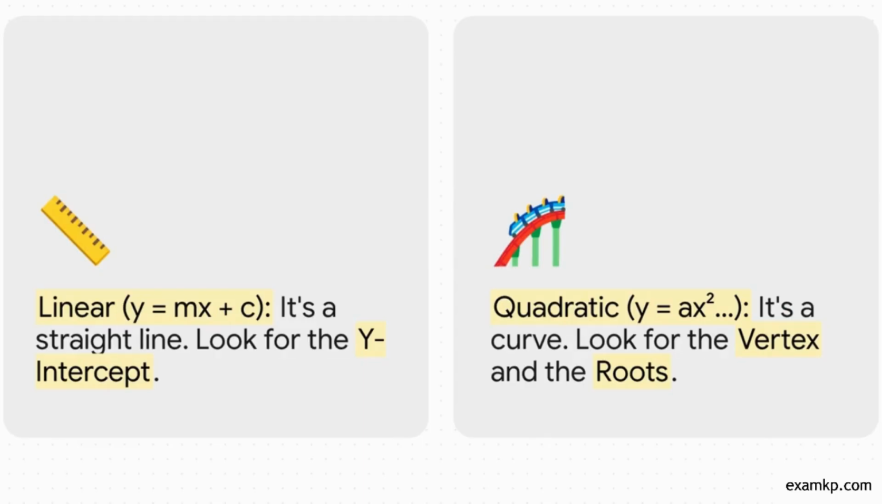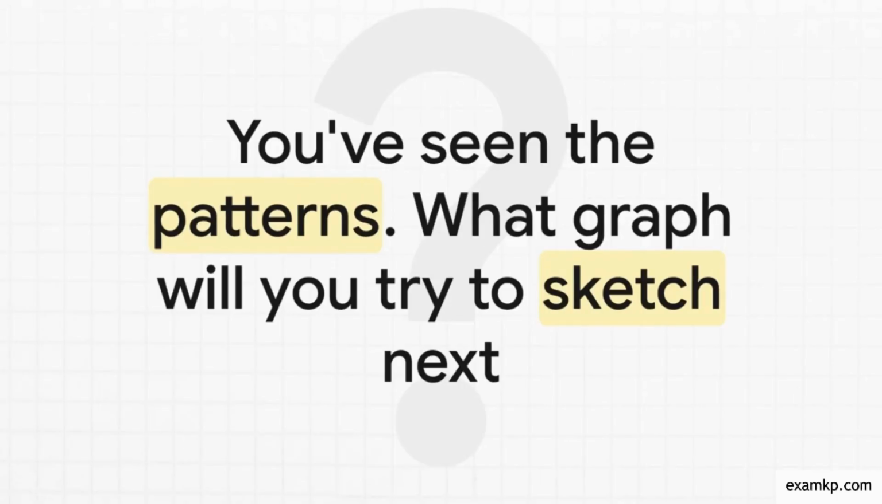On the other hand, if you do see an x squared, you know it's a curve. Your mission is to find its turning point, the vertex, and its roots. That's it. That's the core strategy. So now you have the toolkit. You can see the patterns. You can spot the clues just by looking at the equation. The only thing left to do is to try it yourself. So go on, what graph are you going to tackle next?